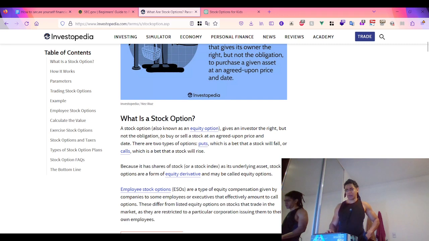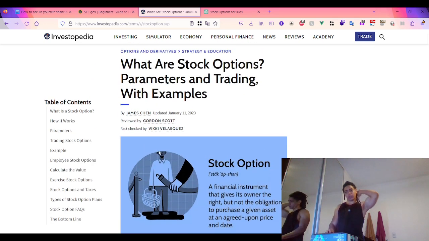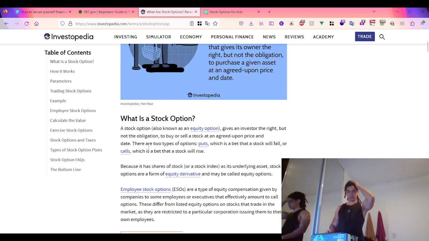Okay, so stock options, also known as equity options, give investors the right but not the obligation to buy or sell stocks at an agreed upon price and date. But again, this is a special deal between the company and the employee. There are two types of options: put, which is a bet that a stock will fall, or call, which is a bet that a stock will rise.